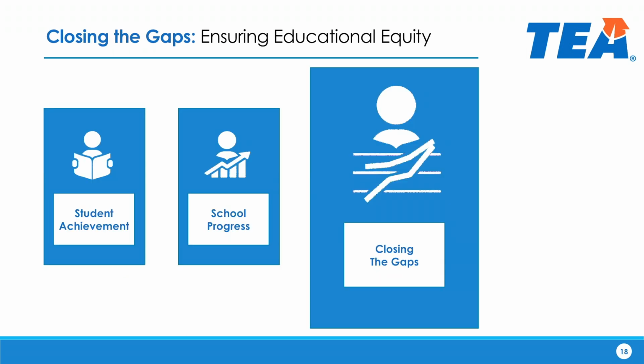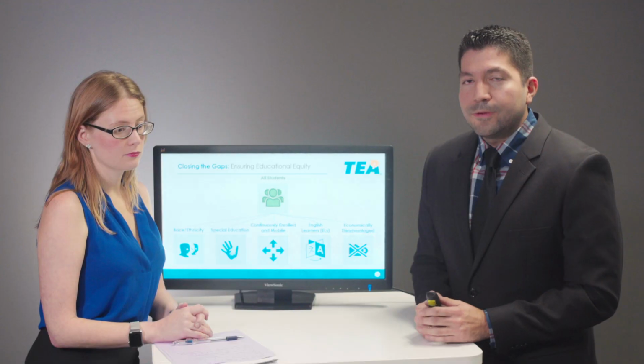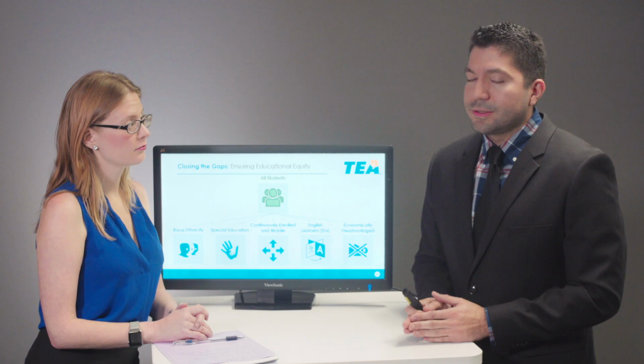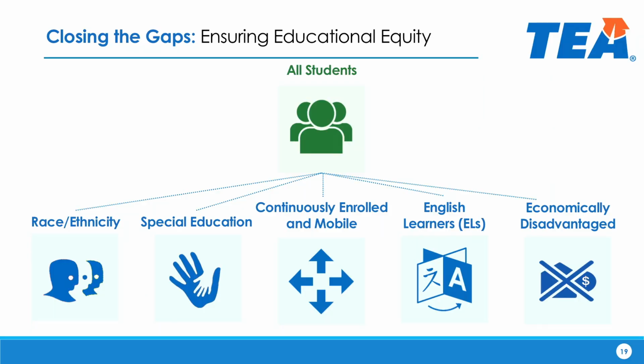So the last domain is closing the gaps. Now, before, the other two domains that I talked about dealt with all students at your campus and district. This is the first domain now that we're talking about that gets into sub-pops, like student groups meeting minimum size. So not just all students, but maybe all 7 race ethnicities that meet minimum size, like Hispanic, African American, and so on. Also students who are SPED students, students that are continuously enrolled in mobile, which is a new student group, students who are English language learners, and students on free and reduced lunch or economically disadvantaged students.